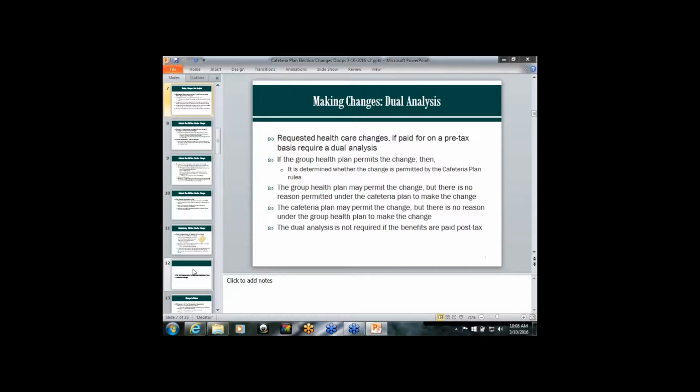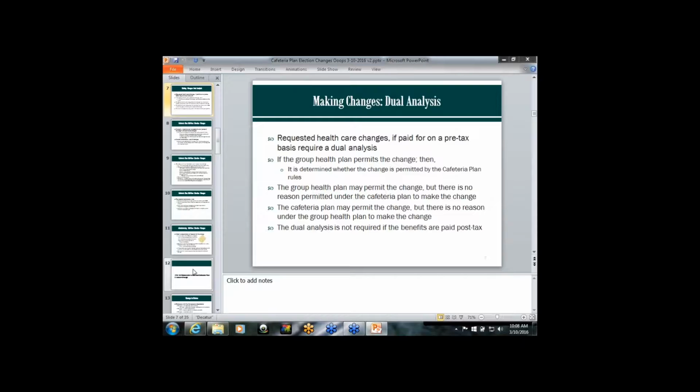And if the cafeteria plan says, well, what's the reason? And if the employee just says, I just don't like it, do you think the IRS says, okay, the employee just doesn't like it, he can make a change? Probably not. So again, our analysis has to be, does the group health plan permit it? If yes, does the cafeteria plan permit it? If no, then the change can't be made because it's paid on a pre-tax basis. If yes, then the change can be made.